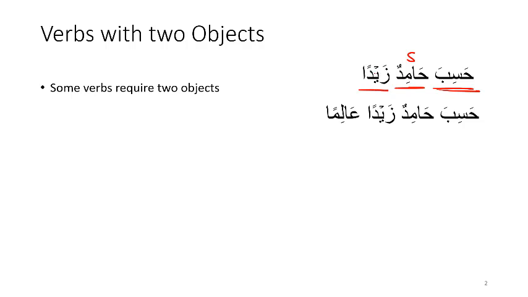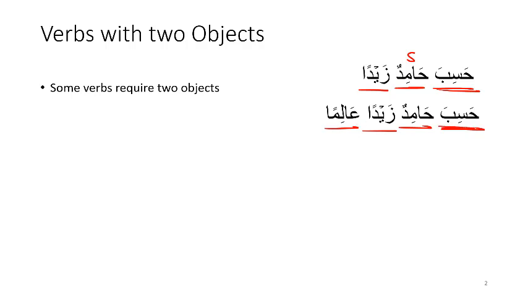This looks incomplete. So the question that comes in our head is, what did Hamid think about Zaid, or what did he consider related to Zaid? This next sentence makes more sense. So here we have hasiba, which is the verb, hamidun, which is the subject. So Hamid is the one who's thinking or considering. And then we have Zaidan aliman. So this would mean that Hamid considered Zaid an alim.